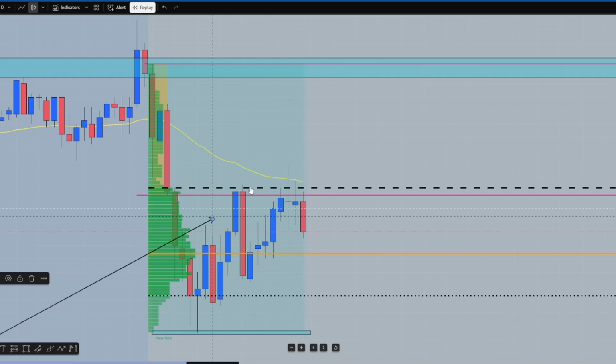So what am I looking for now? I need price to break above here, break up, and close in this area. I'm looking for longs now. If price can close in this area here, I'm looking to go long.